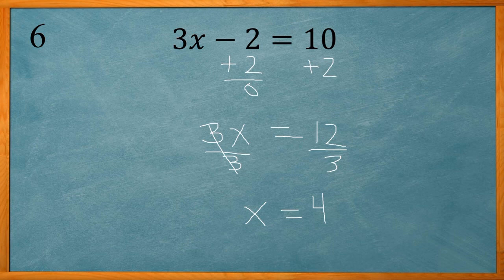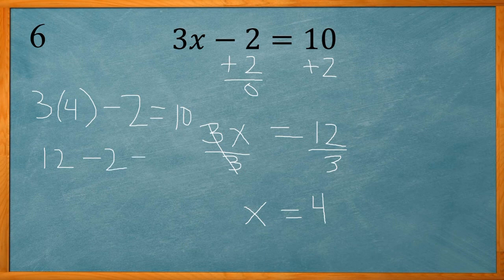Now, for any of these equations, you can check your answer by putting the x value back into the equation and make sure that comes out to be true. So we're saying 3 times 4 minus 2 equals 10. So 3 times 4 is 12, minus 2 equals 10. 12 minus 2 is 10. So 10 equals 10. So that's true. So if both sides equal the same number, your answer is correct.